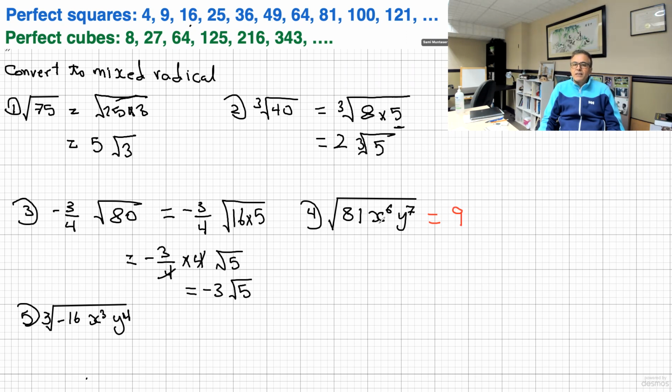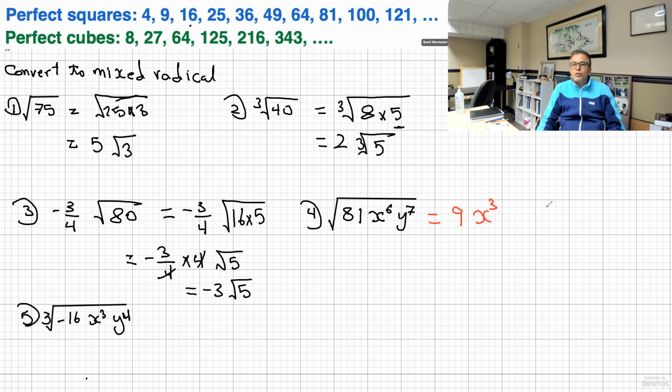And x to the 6, when you're square rooting a variable with an exponent, like if you want to square root x to the 6, it just becomes x and then half of the 6, which is 3. And that's how you square root it. Y to the 7, you cannot have the 7 here because 7 times half is going to give you a decimal.